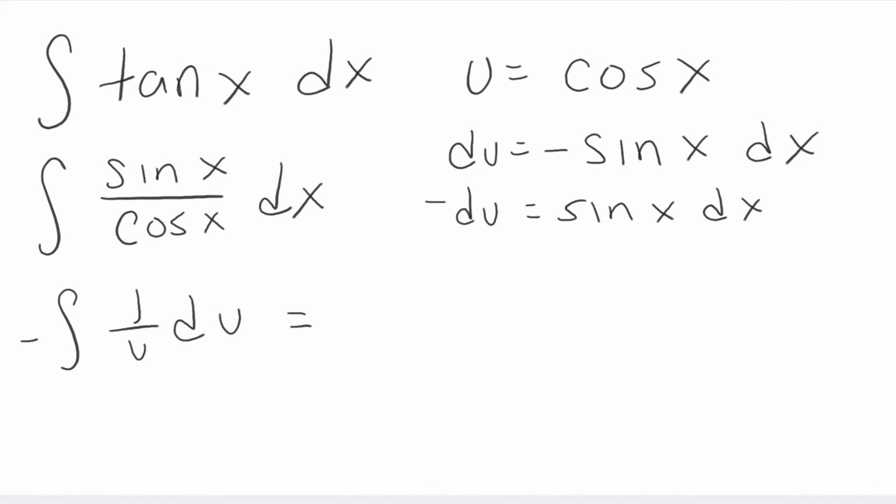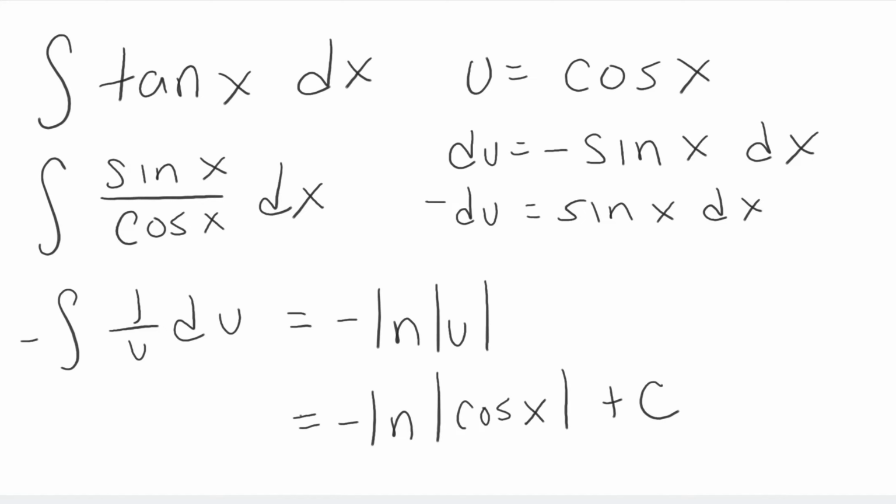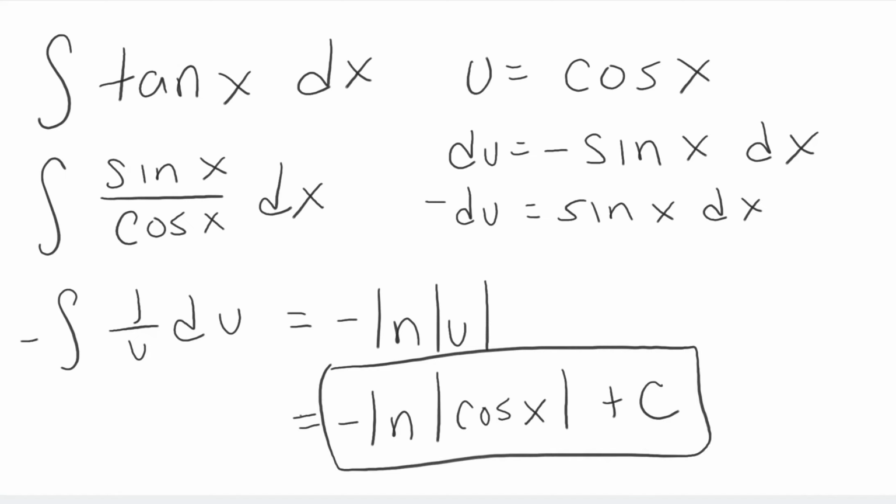All right, so what's the integral of 1 over u? And this one, you actually have to put the absolute value in there. Why do I have to put the absolute value in there? Right, because I can't do the natural log of a negative number, and cosine becomes negative. So the absolute value is actually important.